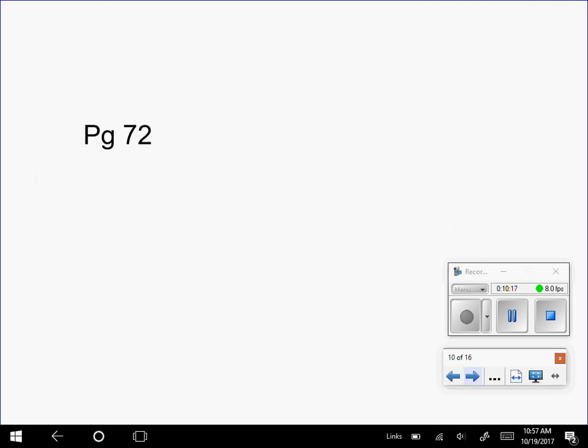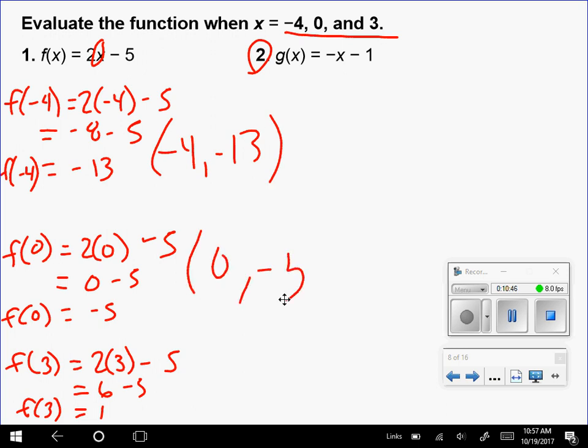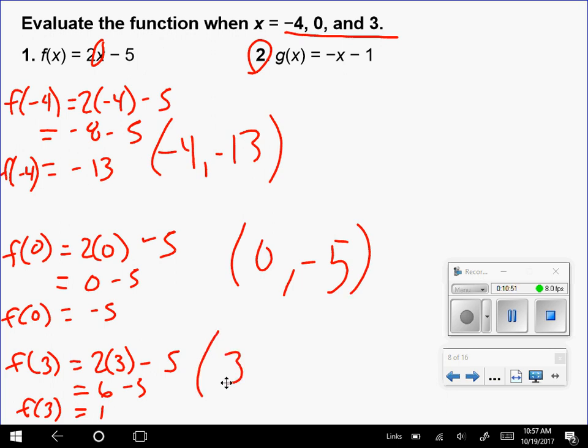So your homework's on page 72. Just to kind of lead you into what we're going to do tomorrow, we're going to take this idea. For like number 1 here, since x was -4, our output was -13, this would be considered an ordered pair, and we would be able to graph that. Same here. If x was 0 and y was -5, we could graph that. And if x was 3 and y was 1, because that's our output, we could graph that. And this would create a line, and that's what we're going to look at tomorrow.